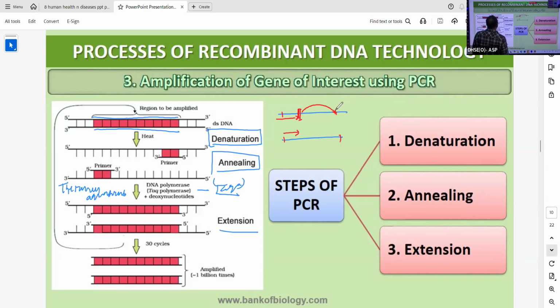ठीक है जी. So basically कौन सा अगला step? Denaturation, annealing and extension. Denaturation, annealing, extension. Clear? What are the steps of the PCR? प्रथमे denaturation. ठीक है. उसके बाद annealing and finally extension. Clear?